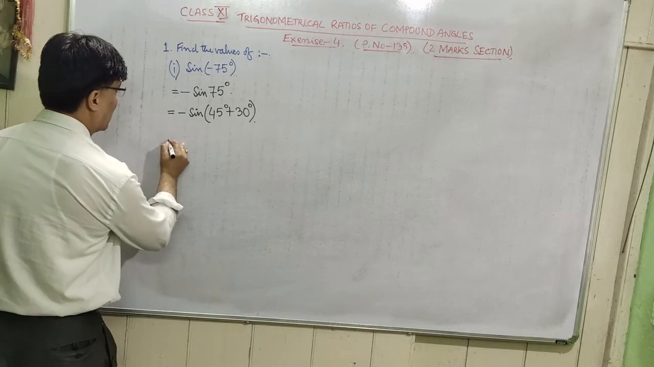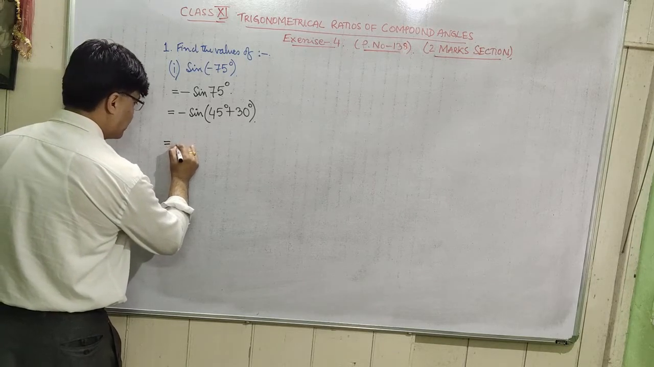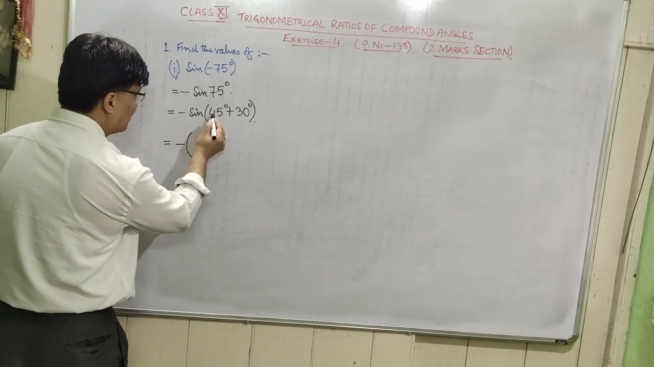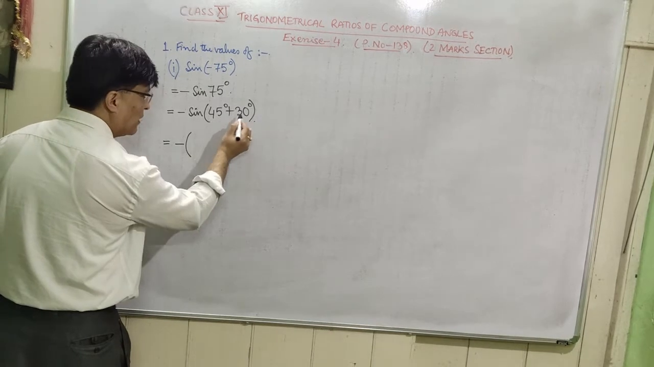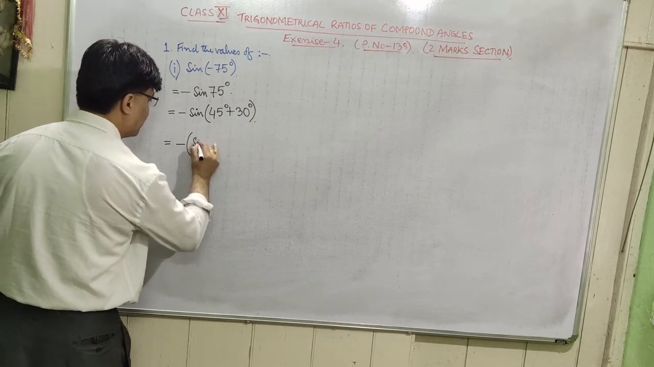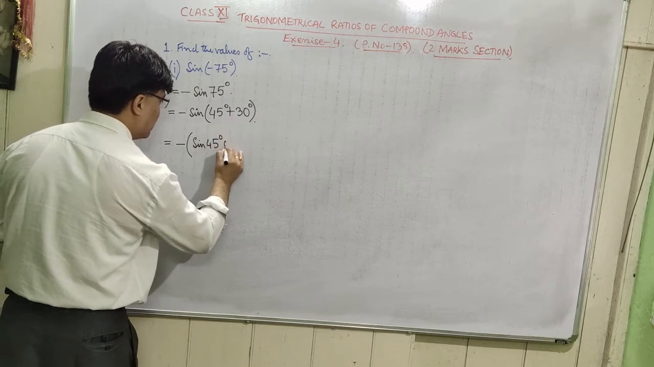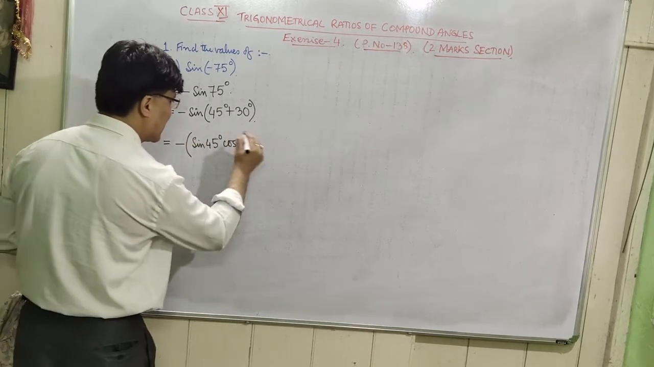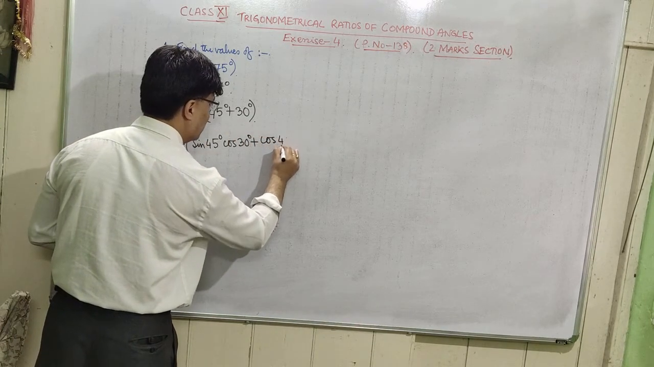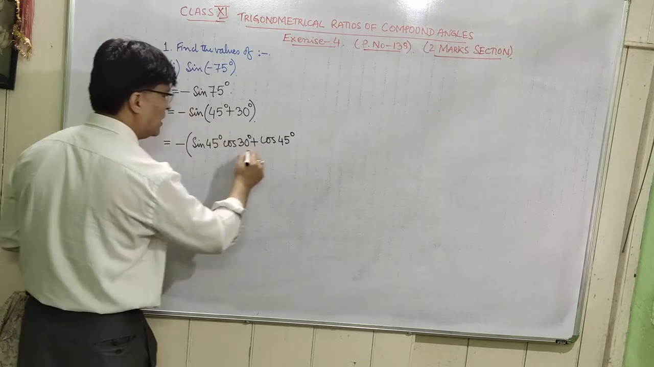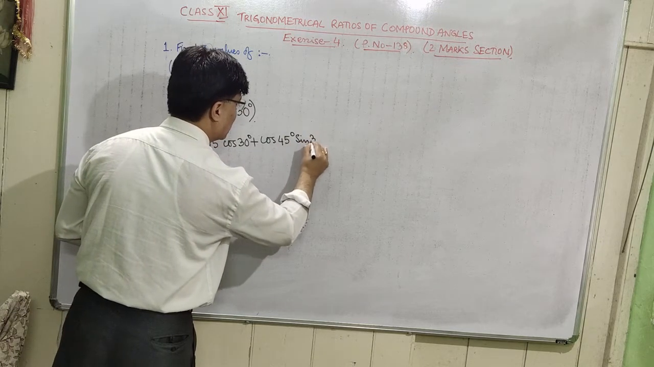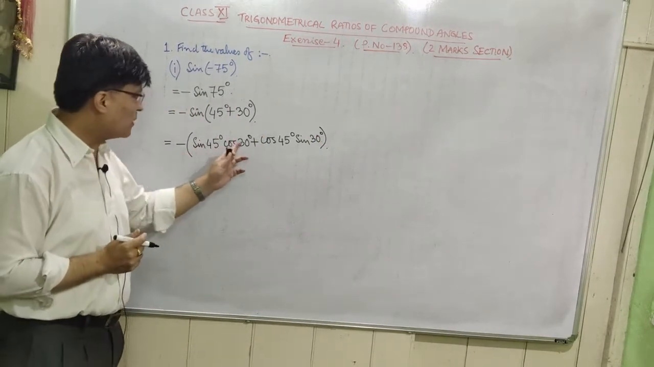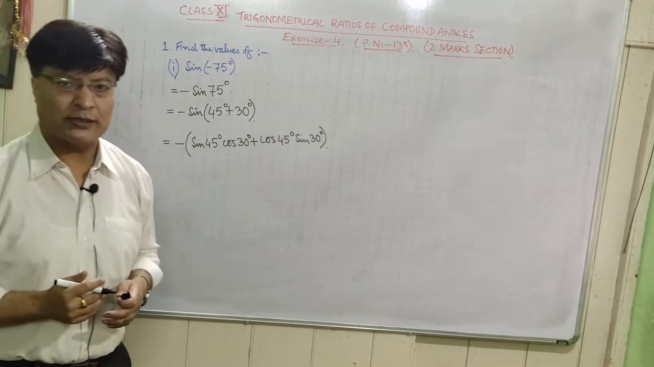So let us write down the formula. It is equal to minus, within bracket because there is a minus sign here, sine of a plus b. Here a is 45 and b is 30. So the formula is sine a cos b plus cos a sine b. That is sine 45 degree cos 30 degree plus cos 45 degree sine 30 degree. Is that understood? That is the formula, right?